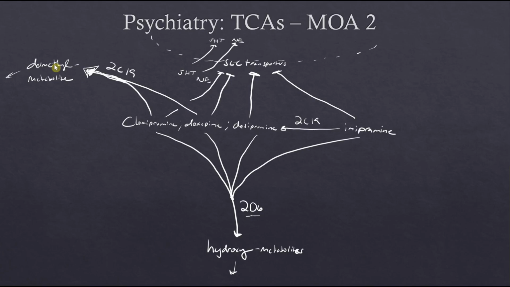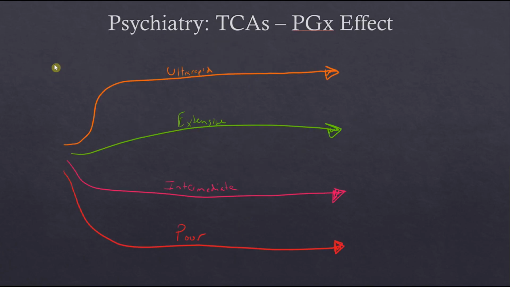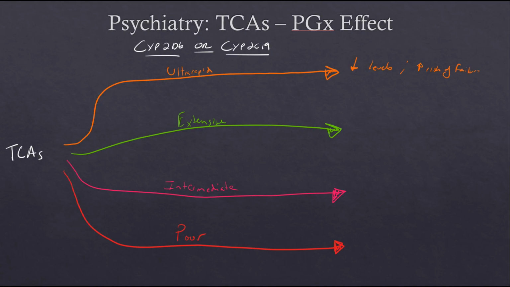So what are the pharmacogenetic effects for TCAs depending on the metabolizer phenotype for CYP2D6 or CYP2C19? For TCAs, if you're an ultra-rapid metabolizer of 2D6 or 2C19, we see the same exact thing we saw with SSRIs, where you have decreased levels and an increased risk of therapeutic failure.